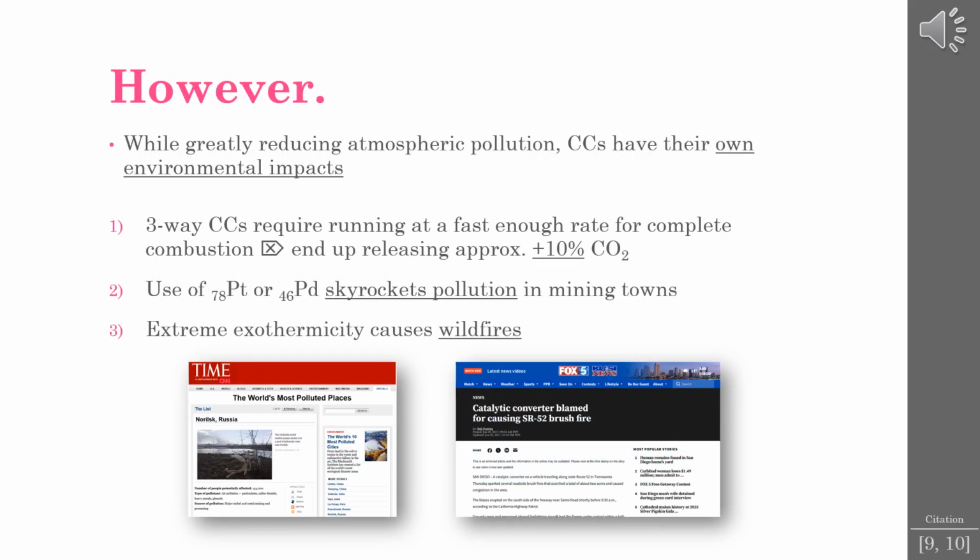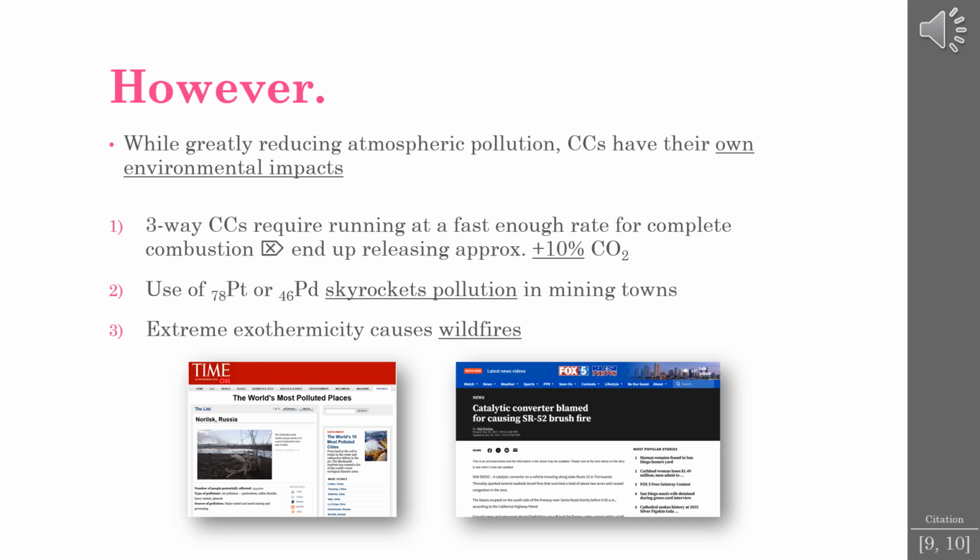Unfortunately, they do still have their own drawbacks. And so while their whole job is to improve the environmental impact, they can do the reverse. So the three-way catalytic converters that perform redox reactions and also deal with nitrogen oxides, you have to be running at a fast enough rate in the engine called the stoichiometric point. And because of that, you can actually end up releasing about 10% more carbon dioxide than if you were using a two-way, but obviously you get the benefit there of dealing with the nitrogen oxides.